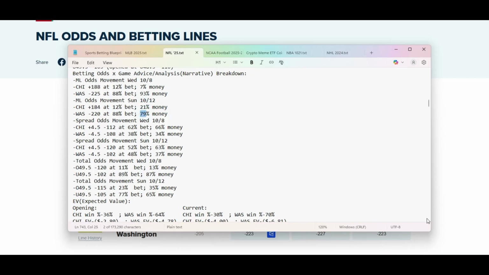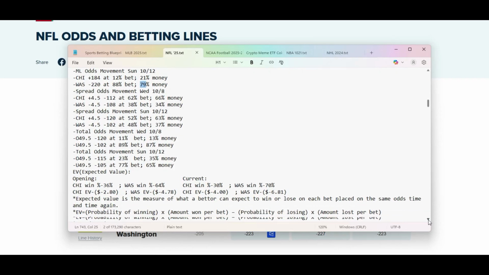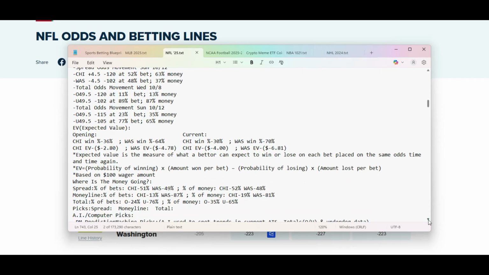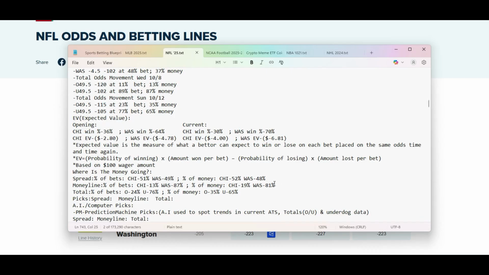Now the minus 220 has turned into minus 270, a drastic difference. 81% going higher instead of that 79%, and that 88% turns into 87%. This gives you an indicator that Washington could be a safe pick in this one, with the splits not moving as much, but the odds moving drastically in favor of the favorite.